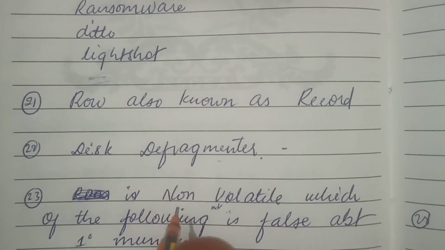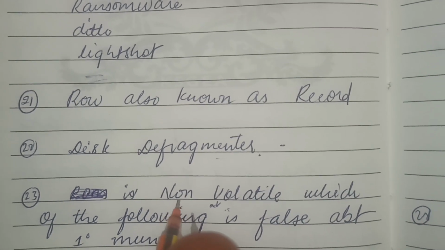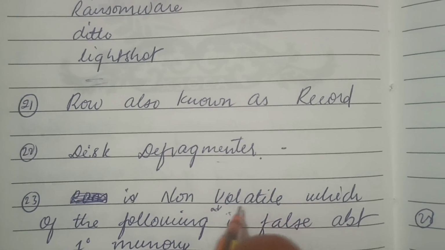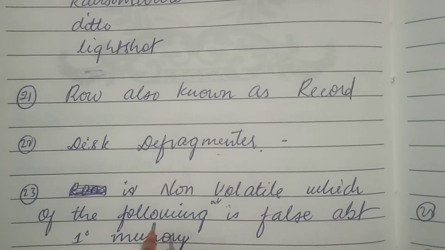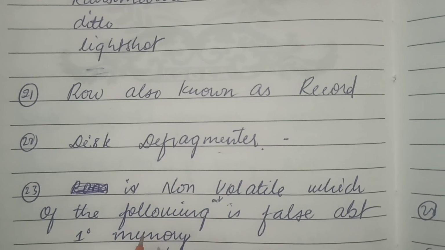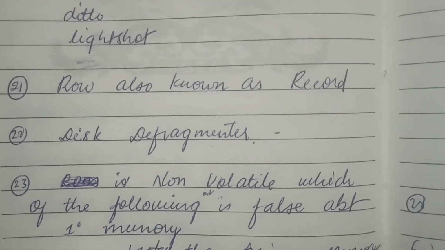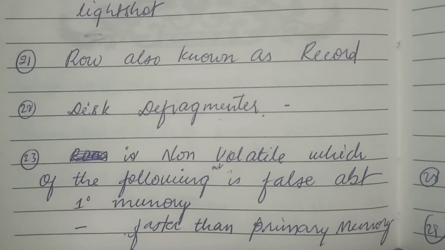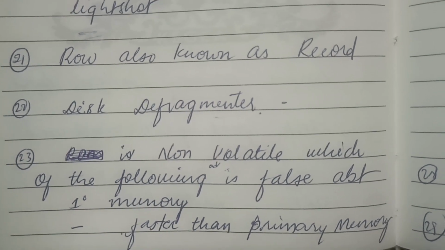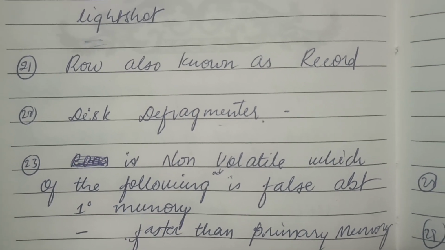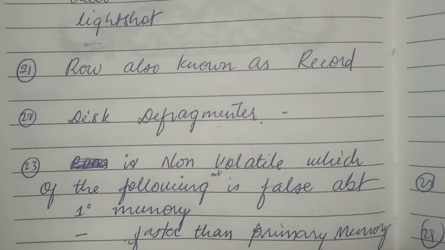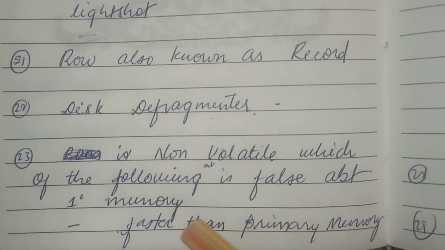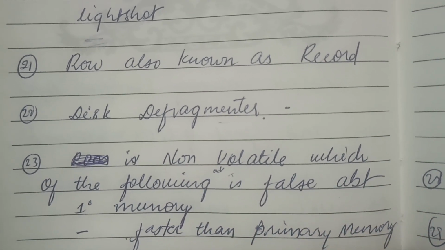One more question: which of the following is false about secondary memory in comparison with primary memory? Secondary memory is non-volatile. They gave all the advantages of secondary memory: when power is off the information is still stored, it is less expensive and cheap, and it is non-volatile. The last option was that it is faster than primary memory, so this is the false one.